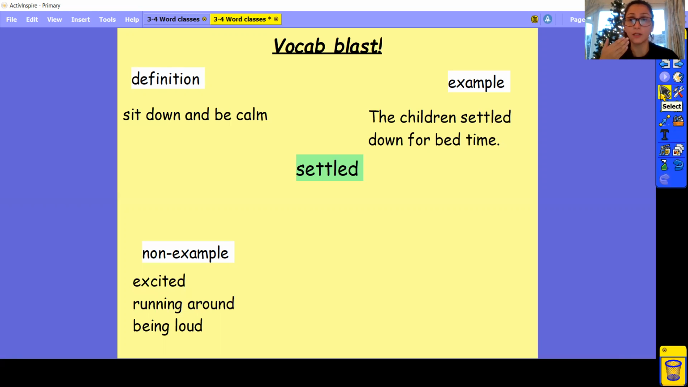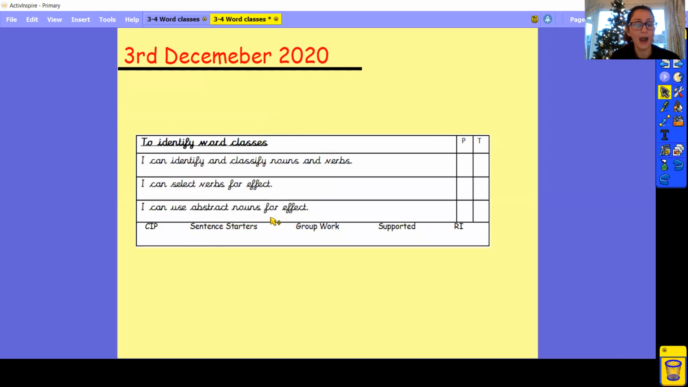One more time, can you say the word settled? Brilliant. Okay, so the word settled means to calm down, to make sure that you're nice and quiet in a calm state. So our learning today, we're carrying on with our learning from yesterday. So identify word classes. So I can identify and classify nouns and verbs. We'll go over that in a minute. I can select verbs for effect, and I can use abstract nouns for effect.